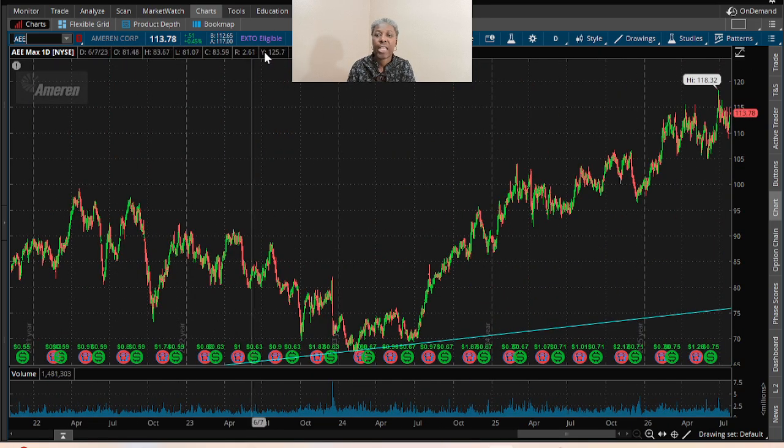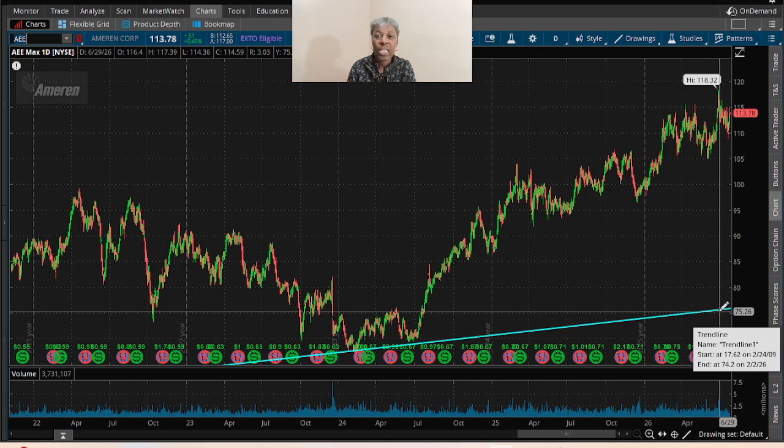When we are looking at AEE, for instance, using the long uptrend swing trading strategy, I already traced the support line where I will want to buy. So if you have a small account, assuming you are using the long uptrend swing trading strategy, buying one share of stock is all you need.